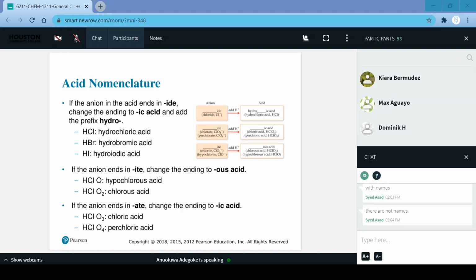So if you are told to name something like this, the question will be very clear, because this could be hydrogen chloride. But if you are told to name it as an acid, then you call it hydrochloric acid.